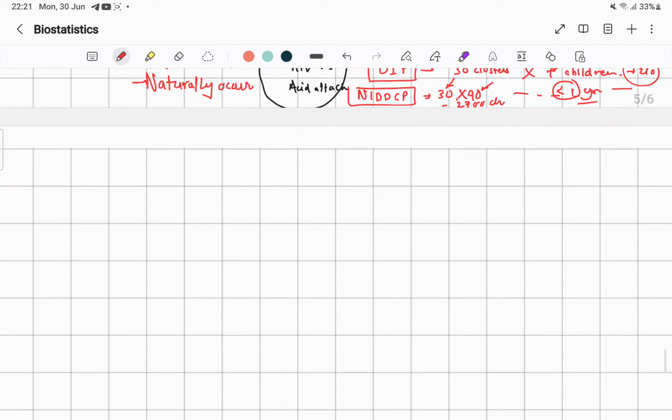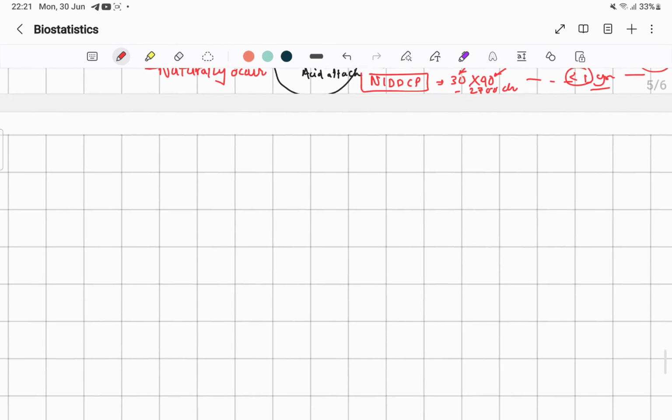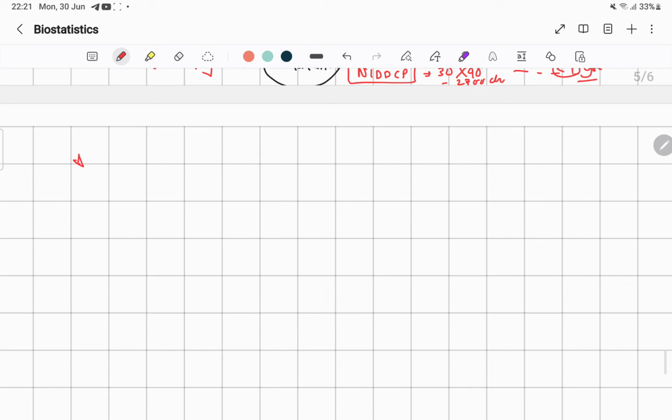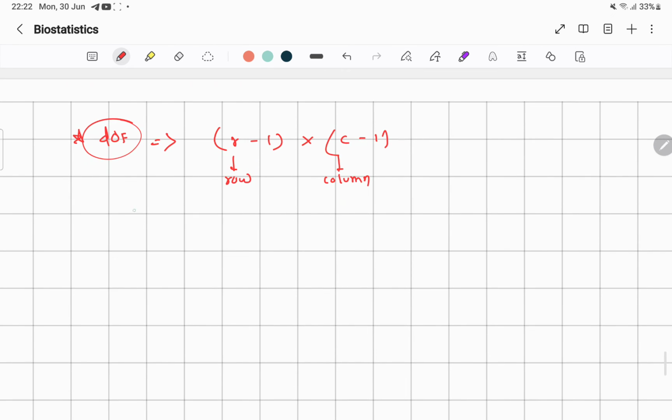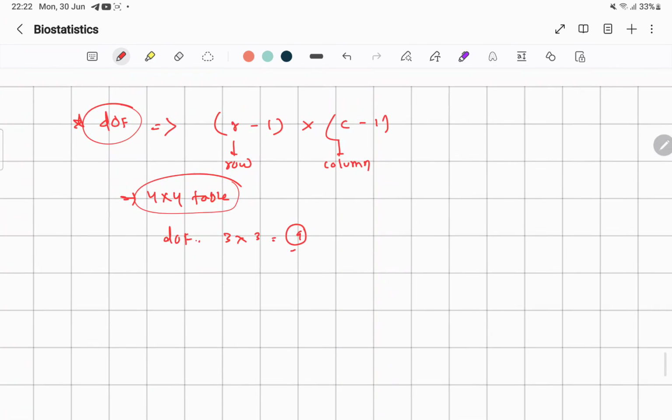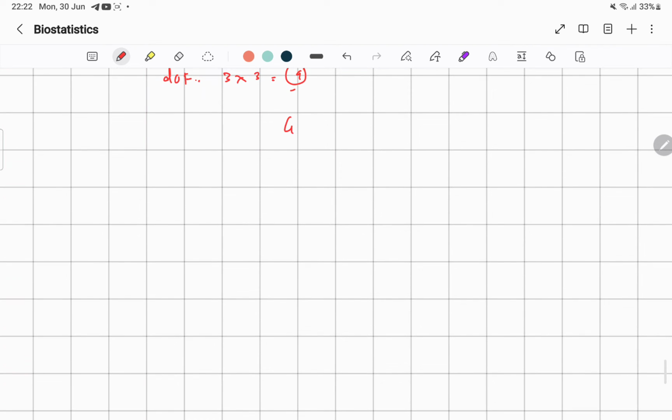Now for this we'll have the thing which is validity. Let's discuss degree of freedom. If any question is given, then you have to do row minus 1 into column minus 1. This is row, this is column. Let's say for a 4 into 4 table, what will be the degree of freedom? 3 into 3, that is 9. Done.